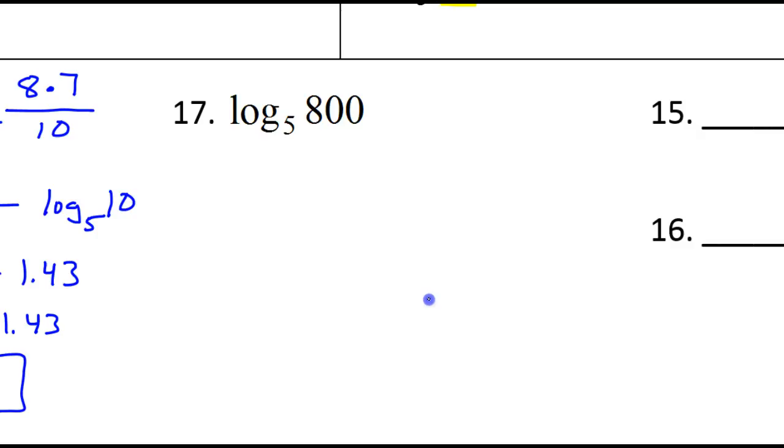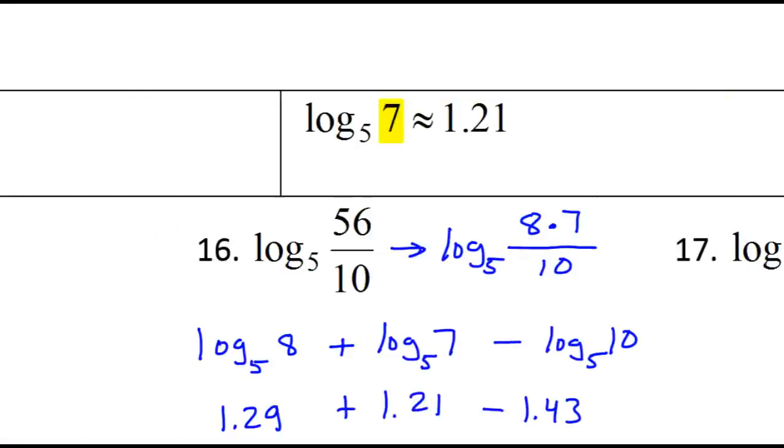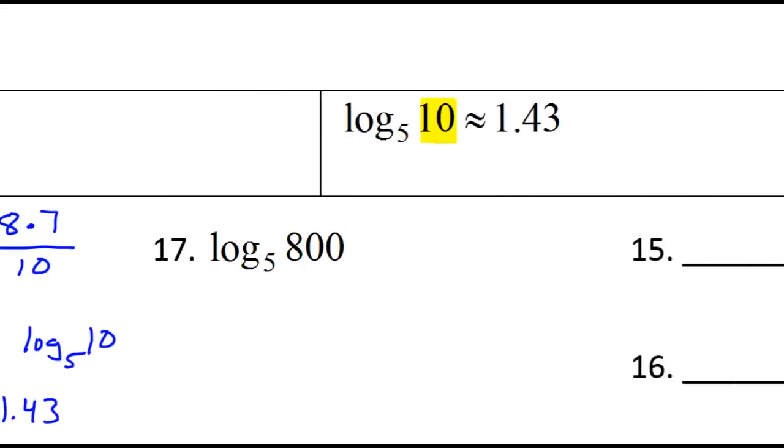Okay, looking at number 17, 800. Again, we're looking for either a 10, a 7, or an 8. So when I look at 800, I see the 8 happening. So in my mind, the first thing I think about is the fact that 800 is 8 times 100. Now, for some reason, a lot of students, maybe they just want the 10 so bad that they just put 8 times 10. 8 times 10 is only 80, not 800. So you have to go with 8 times 100. Now, to get the 10 out of it, you have to think about the fact that 100 is 10 squared. So you could rewrite this as log base 5 of 8 times 10 squared.